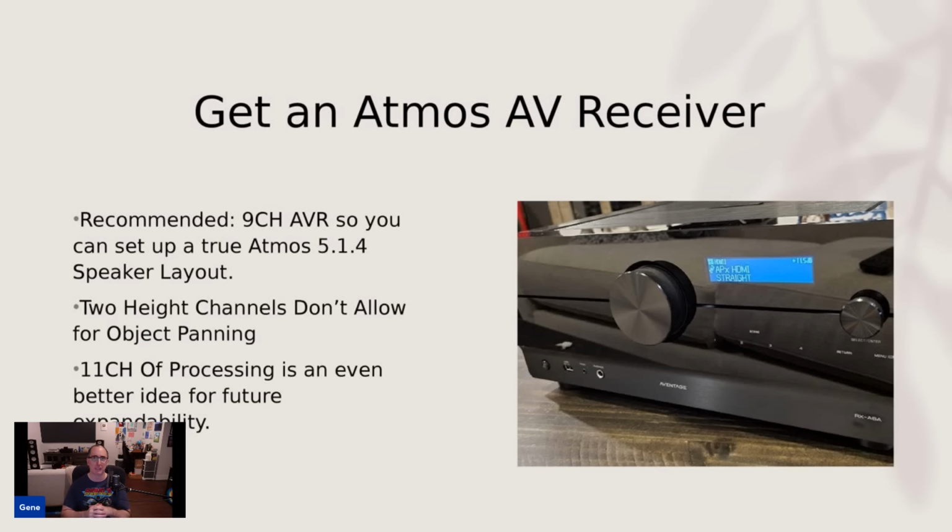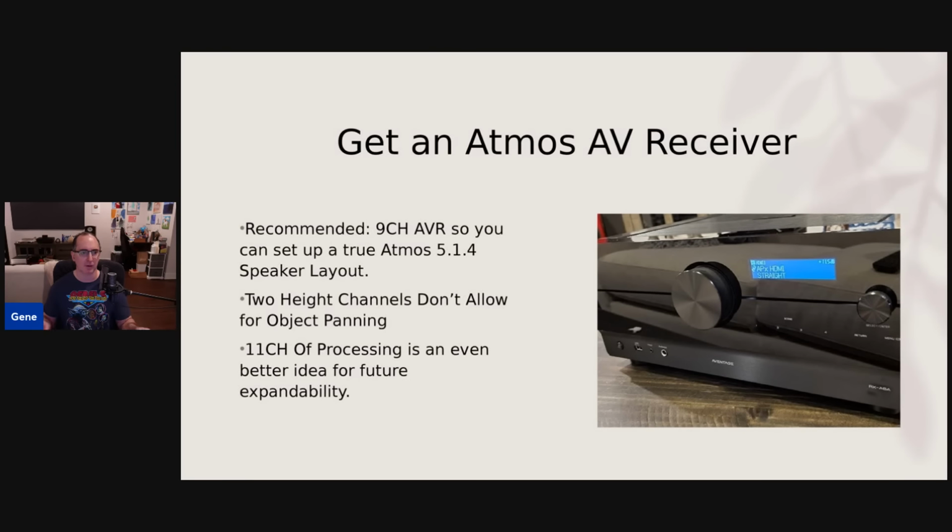So the first thing you need is an AV receiver. That's the very first thing. You cannot do any kind of Atmos without an AVR, okay? So I recommend getting at least a 9-channel AV receiver with 9 channels of built-in amplification. This allows you to do 4 height channels.